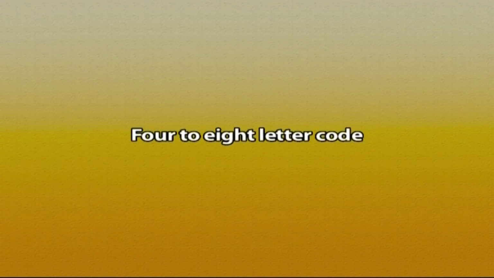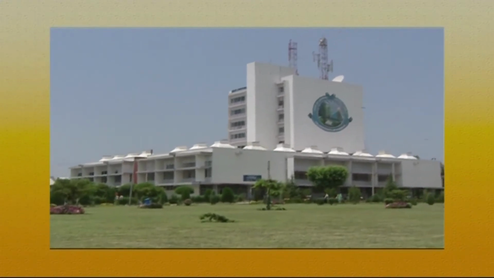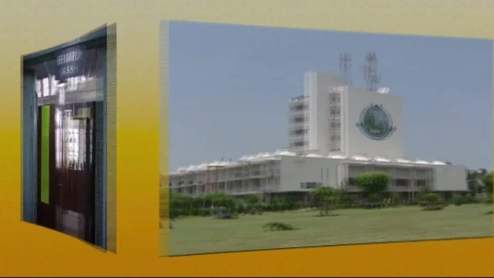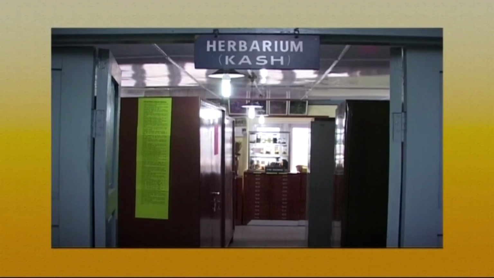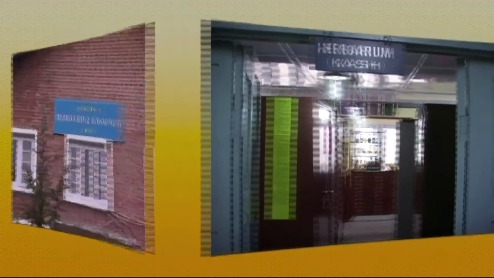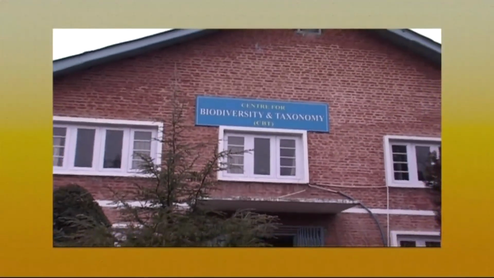Each institution which is registered under Index Herbariorum is assigned a permanent unique identifier in the form of a 4 to 8 letter code, a practice that dates from the founding of Index Herbariorum in the year 1935. For example, in the Kashmir University, we have a herbarium by the name of KASH. It has a code of KASH. It is located in the Center for Biodiversity and Taxonomy.